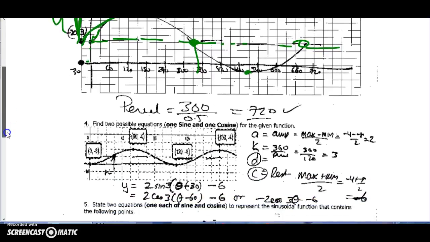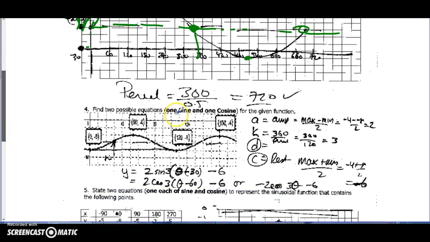Let's look here. Find two possible equations, one sine and one cosine for this curve here. Again, this didn't turn out nicely either. But let's go through it here. A, K, D, and C, I'm going to add all those to my equation.